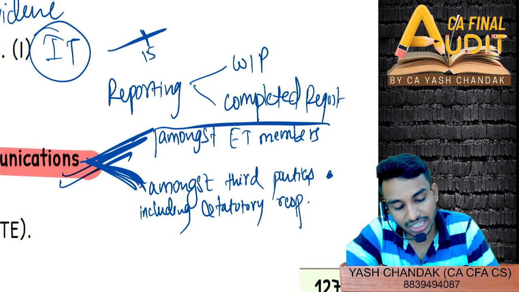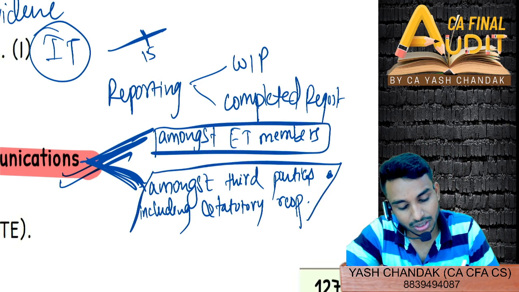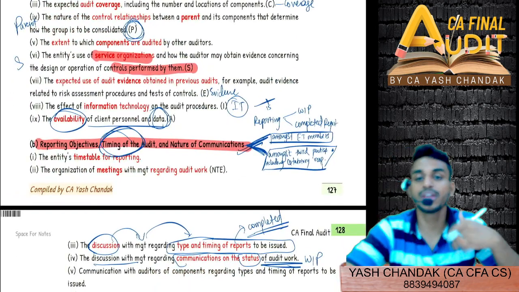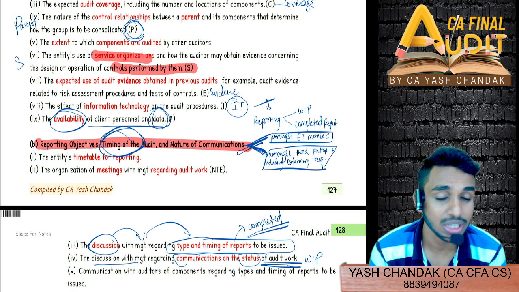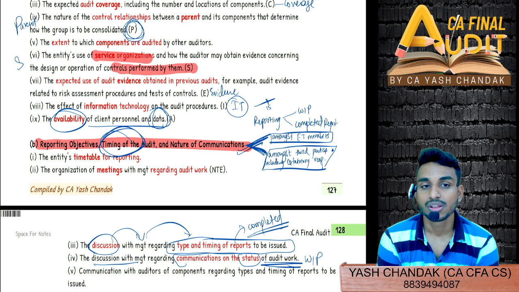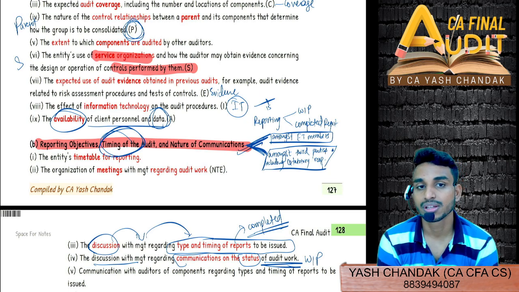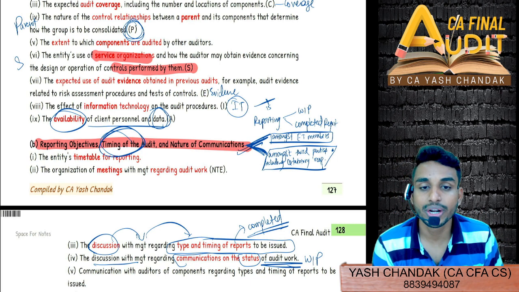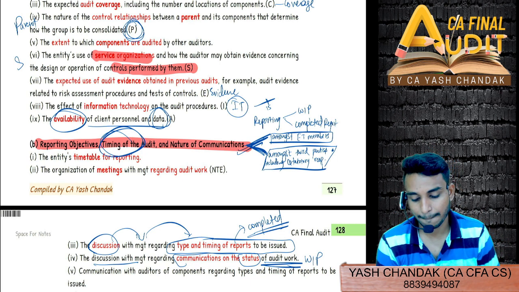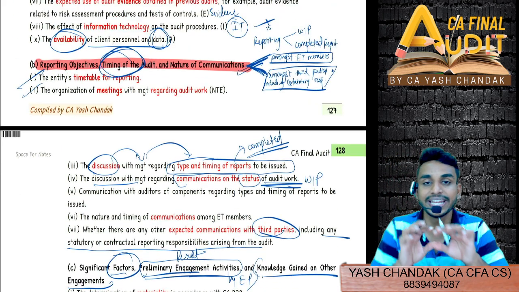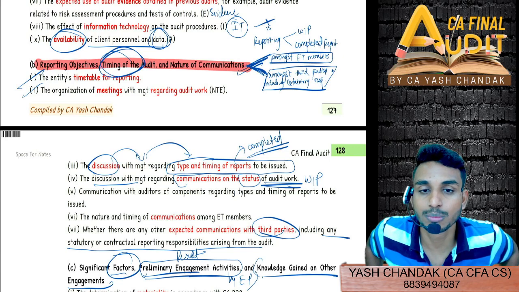Similarly, communication amongst engagement team members and communication amongst third parties, and timing of the audit. So timing also you have to consider: what is the timing of and reporting requirement, what is the due date, is there any statutory requirement that you need to consider for completion of the audit, that the audit should be completed by this much date, this much timeline. So all the points you can get from the heading itself. Heading is what? Reporting objectives, timing of the audit, and communication.